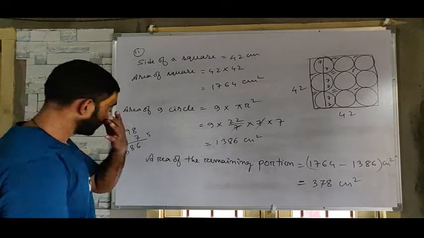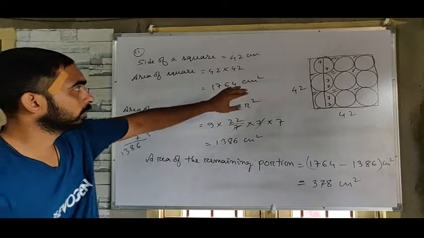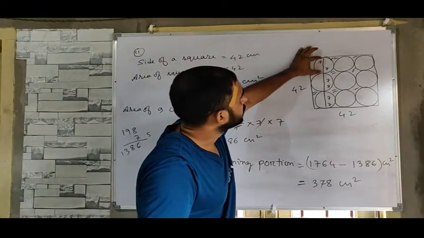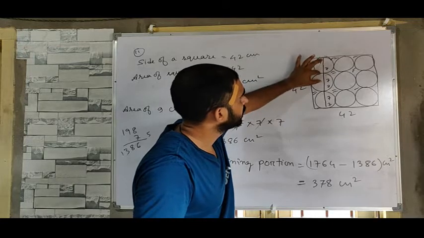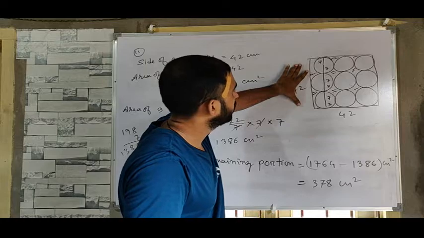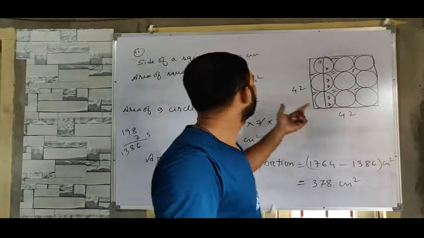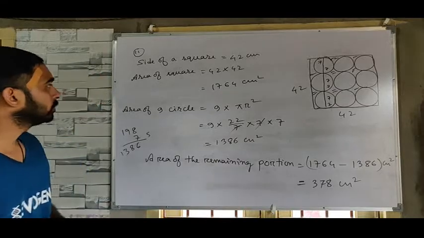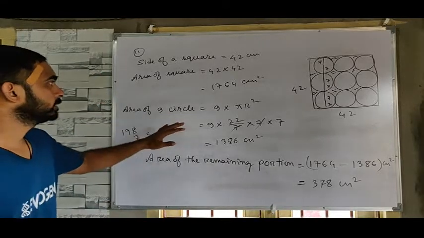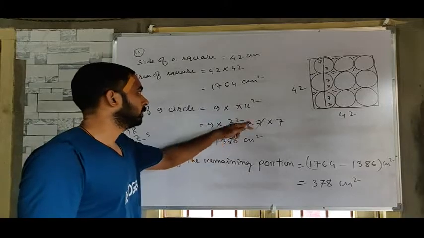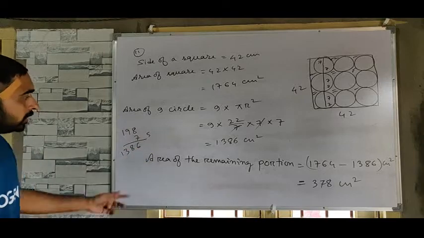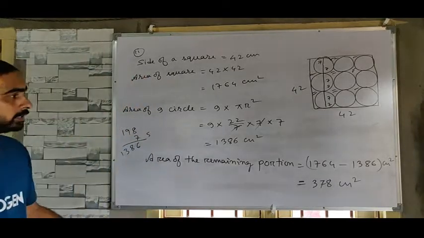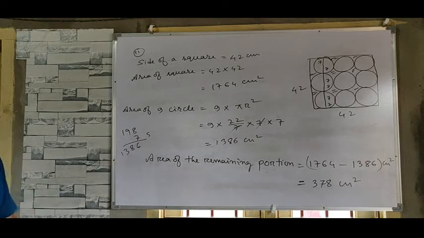Nothing else. First find the side of the square. The 9 circles all have equal radius 7, so the total side of the square is 42. Here also 42. So the area of the square is 42 into 42, 1764. Then there are 9 circles, so the area of 9 circles equals 9 into the area of 1 circle. Pi r square, pi 22 by 7, r 7 into 7, 1386. So the area of the remaining portion is 1764 minus 1386, which equals 378 square centimeter.